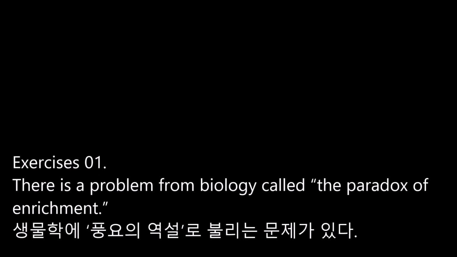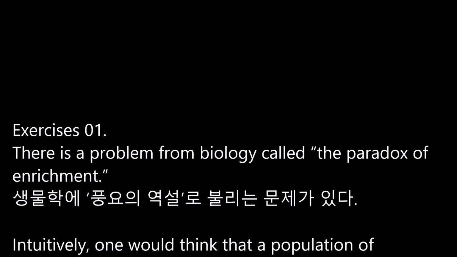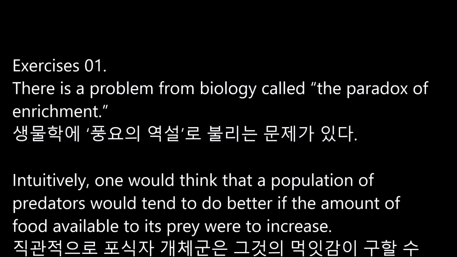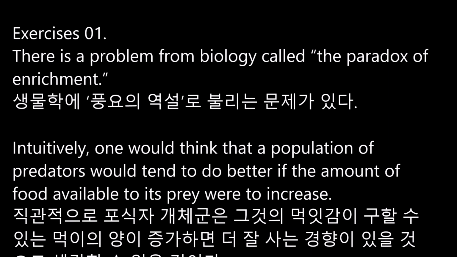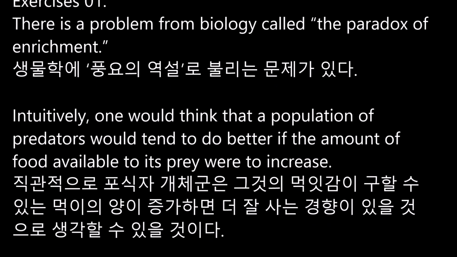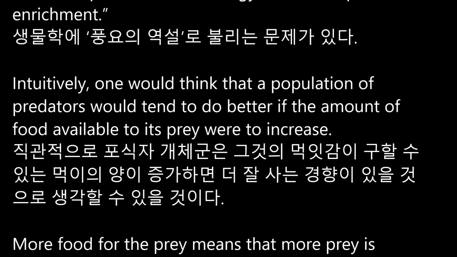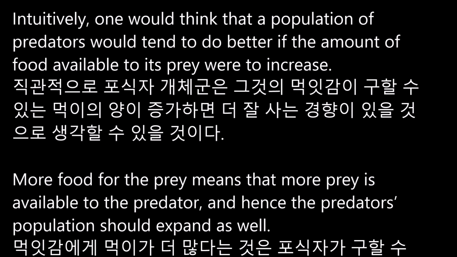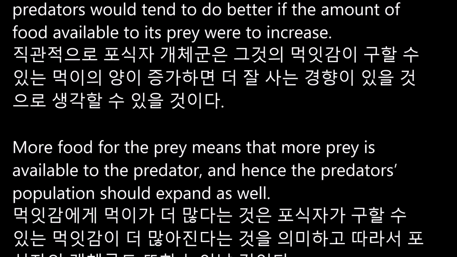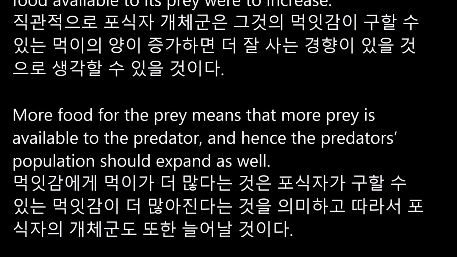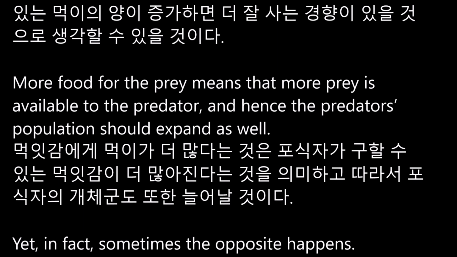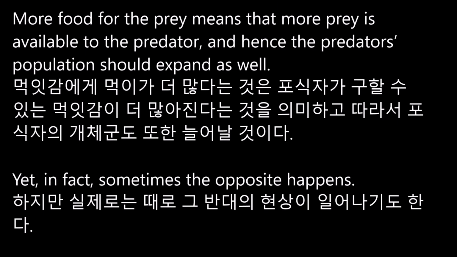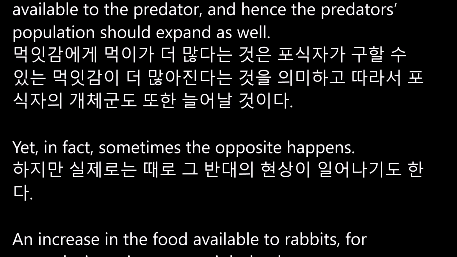Exercises. Number 1. There is a problem from biology called the paradox of enrichment. Intuitively, one would think that a population of predators would tend to do better if the amount of food available to its prey were to increase. More food for the prey means that more prey is available to the predator, and hence the predator's population should expand as well. Yet in fact, sometimes the opposite happens.